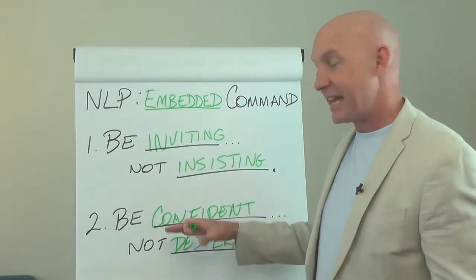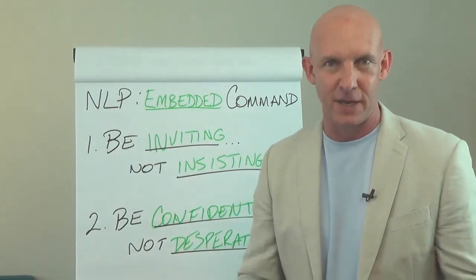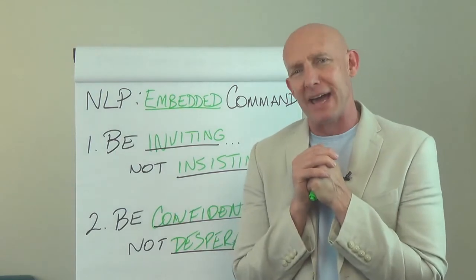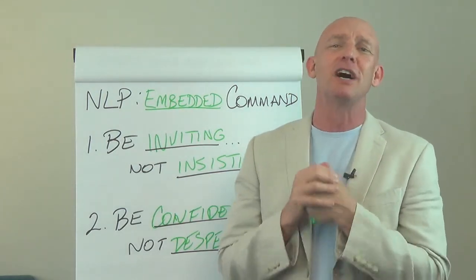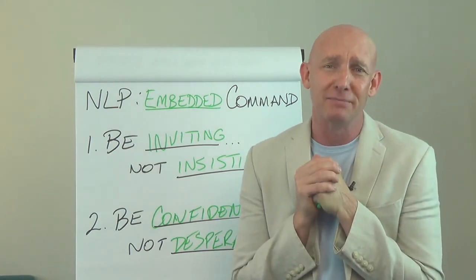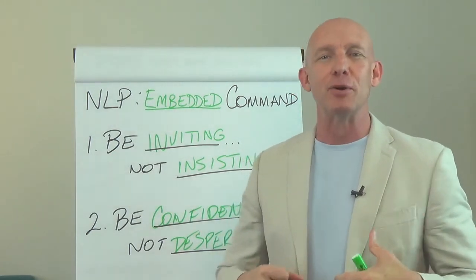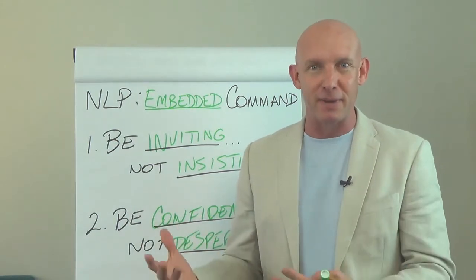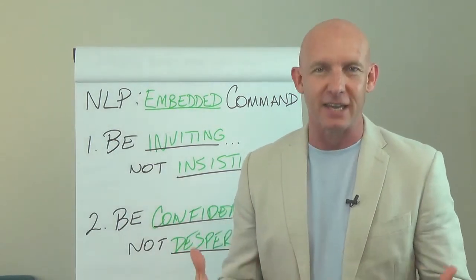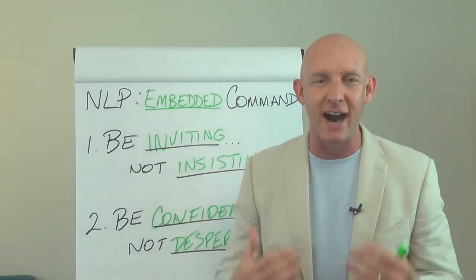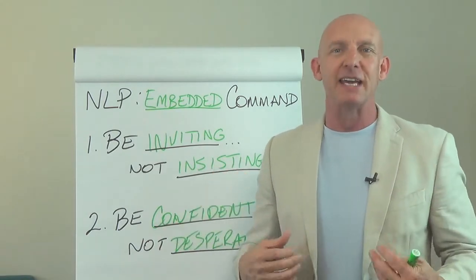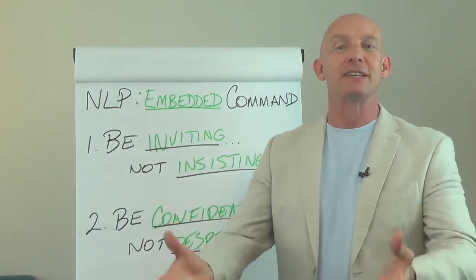Or another way to say it is to be confident, not begging. So I don't want to say, come over to my house. Please come over. Would you come over to my house? Please come over to my house for dinner. Would you come over to my house for dinner? Please. That would still be an embedded command, come over to my house, in a way, but it's begging. It's desperate. It doesn't sound confident. And the key to making an embedded command a powerful command is by making it sound confident.